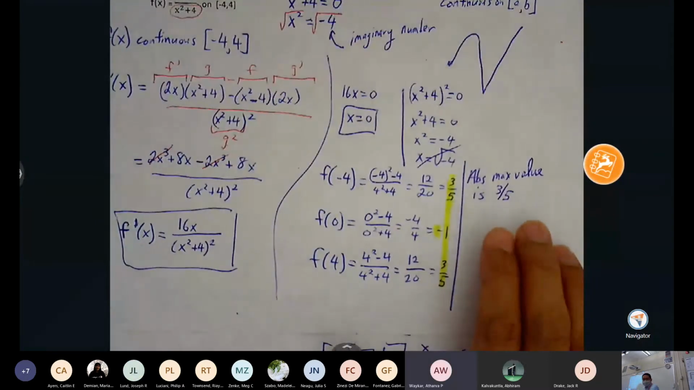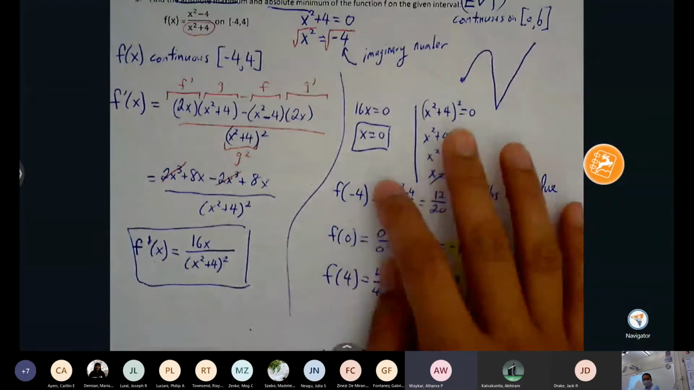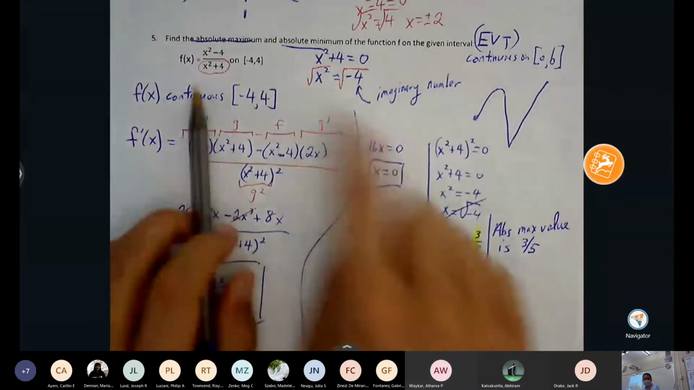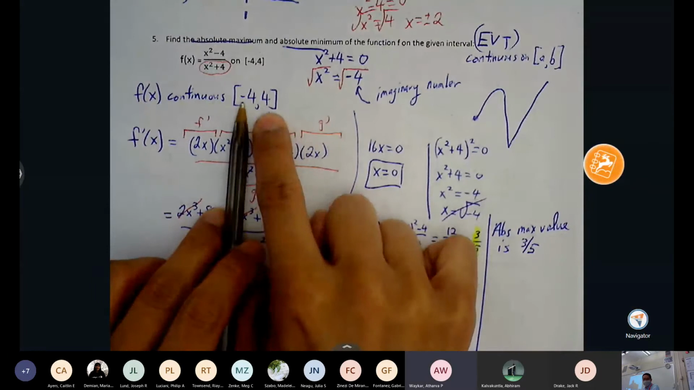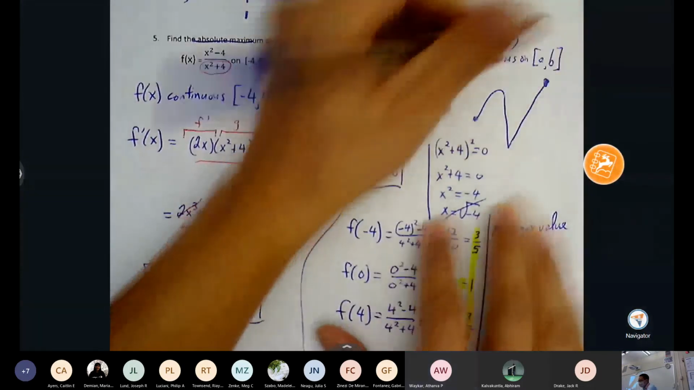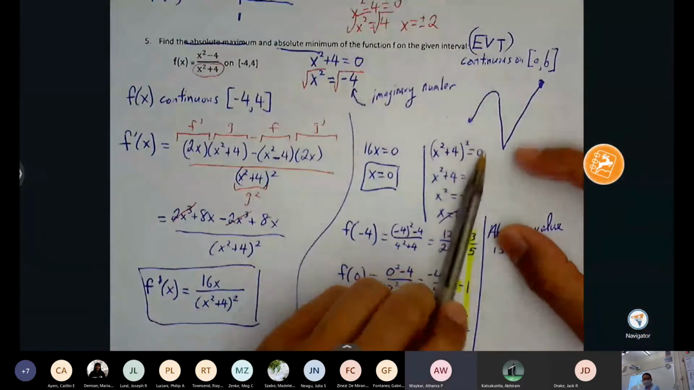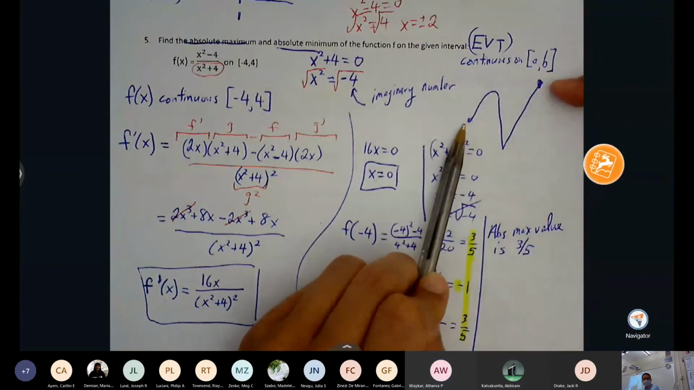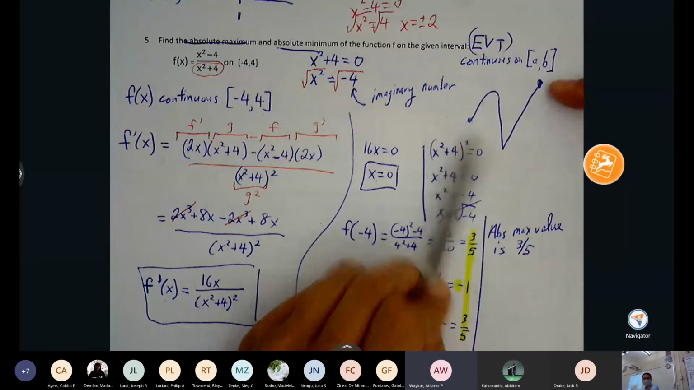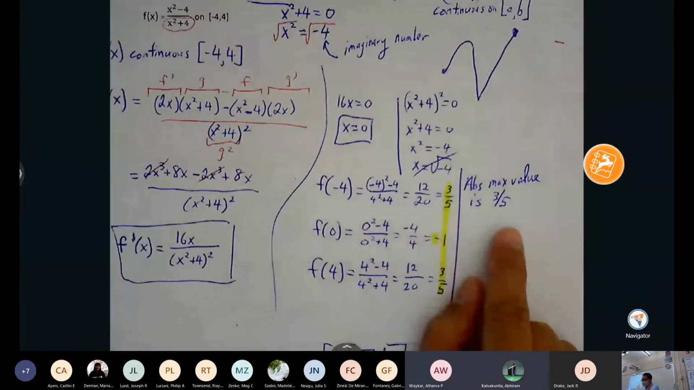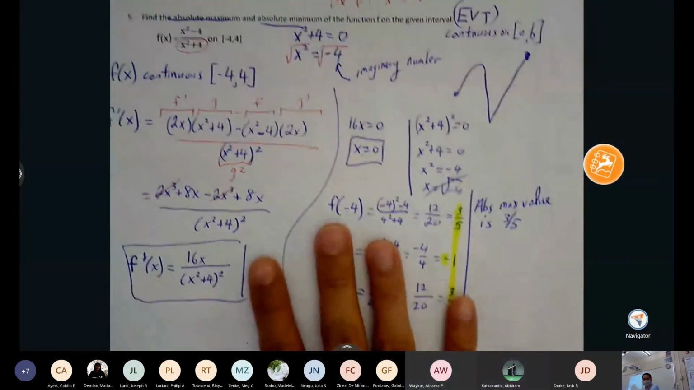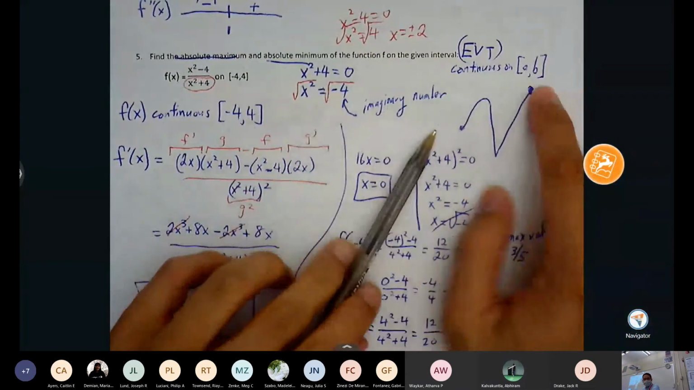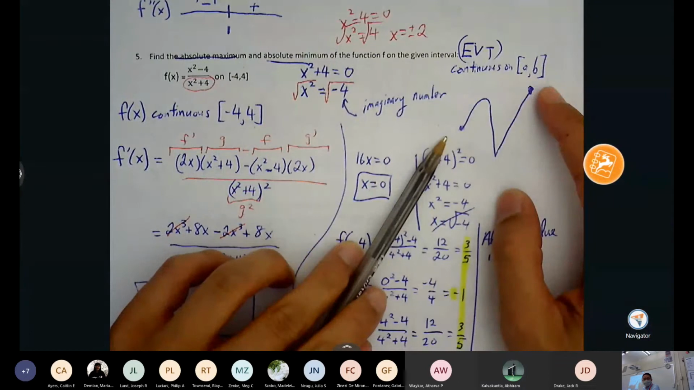Why are we using the 4s? Because our candidates for max and mins can either come from critical points or endpoints. Right? If the graph looked like this, your max and mins could come from an endpoint, so we have to make sure that we test them, because it could end up being the highest point on the graph. Do we only use this for EVT? Yes, that's right. We only test endpoints for EVT.